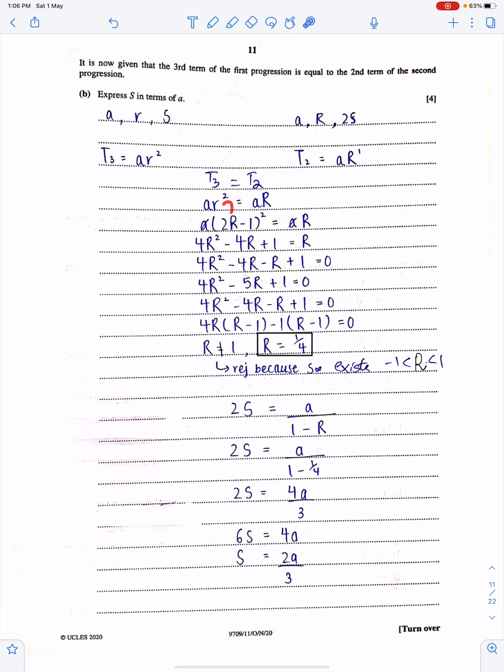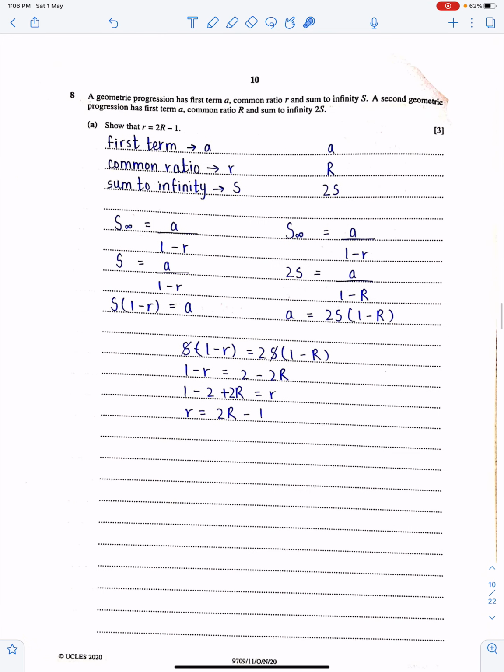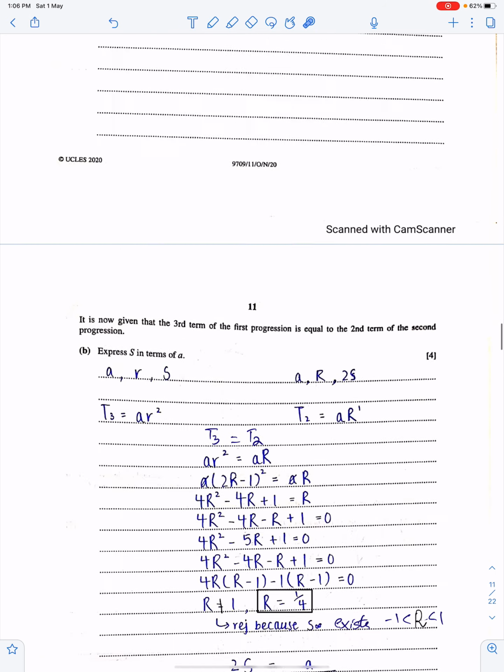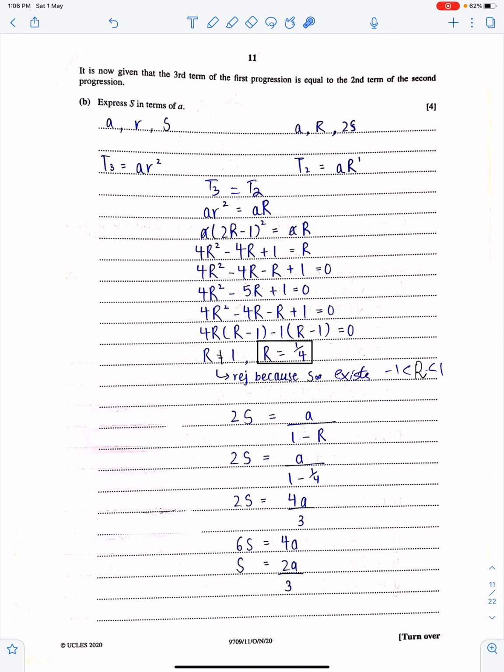We substituted small r by 2r minus 1 here. Since the sum to infinity only exists when r lies between minus 1 and 1, we need to reject this value. So this is the required value of r. Now by substituting this value of r over here, we can get the relation of s in terms of a. This is the relation of s in terms of a, and this is what we had to find.